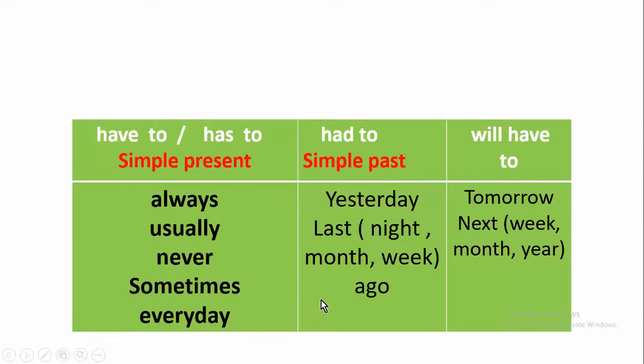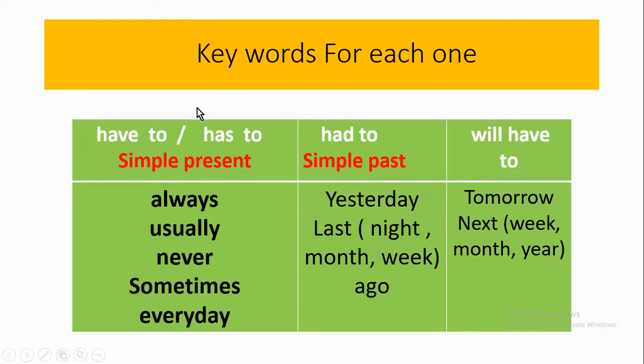Next, keywords for each one. Have to or has to. Have to and has to all are simple present. And the keywords for the simple present, as you know, are always, usually, never, sometimes, every day, every month, every week, every year, often, and all of the keywords that are used for the simple present are for have to and has to.